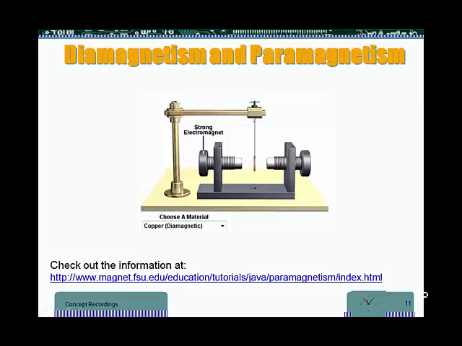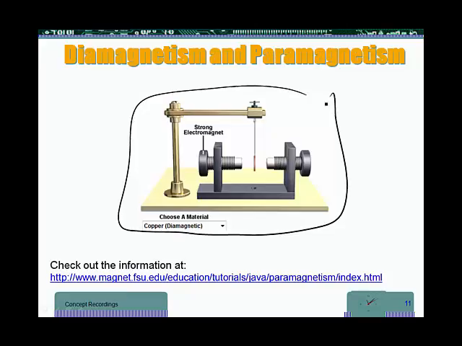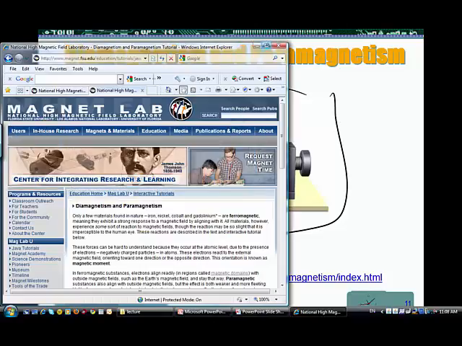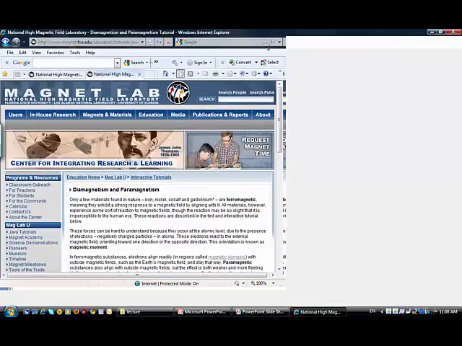If you visit this site, it is from a national magnetic lab. It is the largest in the nation, if not the world, out of Florida State University. They have a simulation, an applet, that allows you to play a little bit with different materials and figure out which ones are diamagnetic or paramagnetic. Okay, the simulation is here.